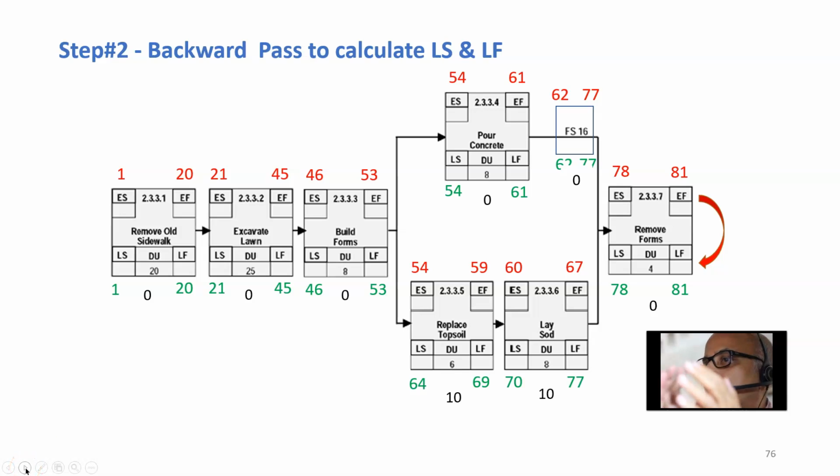So we did the forward pass, calculated the early start and the early finish. Then we transferred the early finish here and we started the backward pass. And we worked out the float for all tasks, and we connected the path with zero float. That is the critical path, and that is going to be the longest path as well.